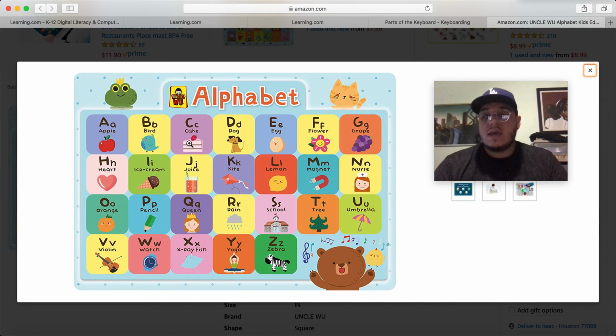Cake. That's a picture of a cake, and it starts with the letter C. Okay, let's come to this next letter. We have the letter D. How does the letter D sound?